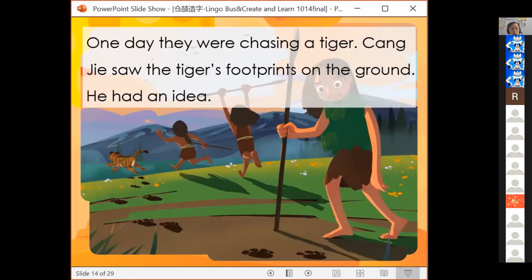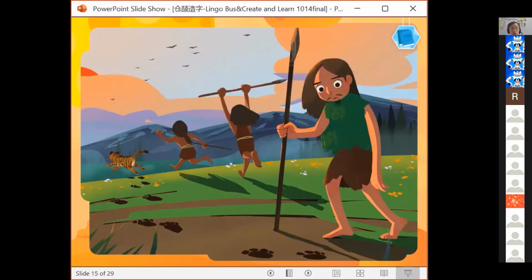But one day they were chasing a tiger. Cang Jie saw the tiger's footprints on the ground. Suddenly, he had an idea. What is Cang Jie looking at? Footprints. Yes, a footprint from a tiger. And can you have a guess what Cang Jie's idea is that is related to recording something? To draw what happened in their lives.